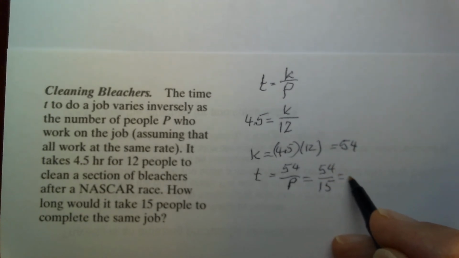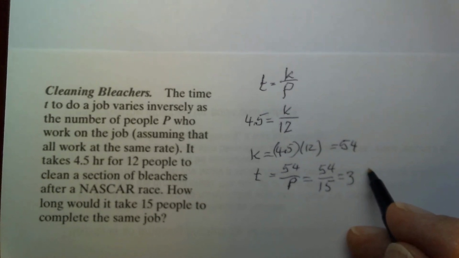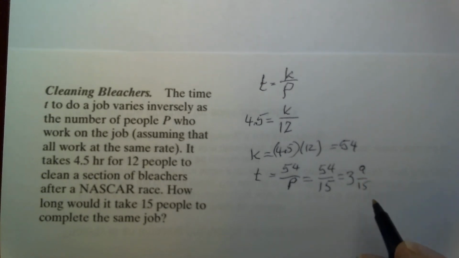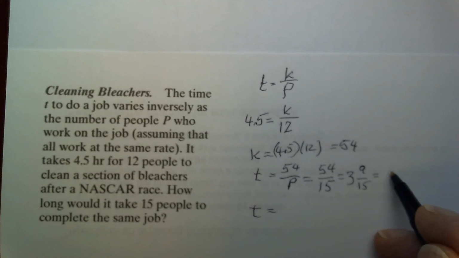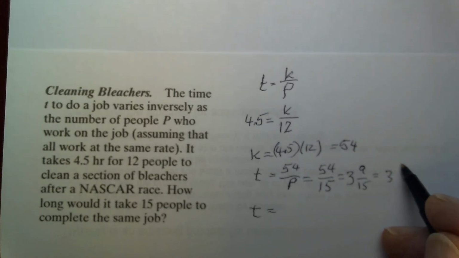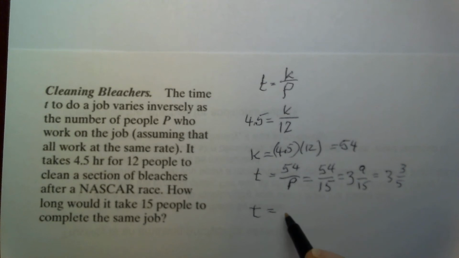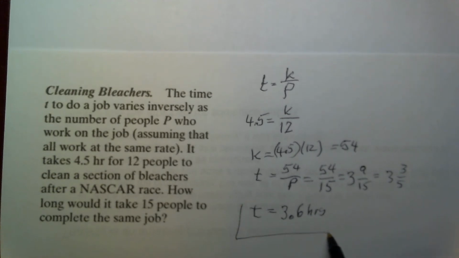And that is 3 and 9/15. And so t is equal to 3 3/5. So we can say that would be the same as 3.6, so t equals 3.6 hours. It would take 15 people 3.6 hours to do the same job.